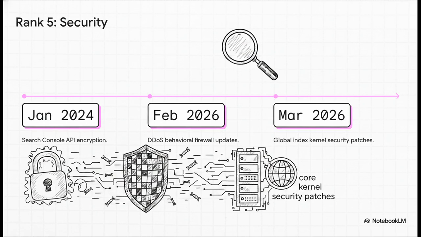And wrapping up the logs, rank 5 acts as this massive ongoing security audit. This proves the Shadow System has visibility deep into the lowest levels of the network. We're talking API console encryption patches, massive firewall updates meant to block behavioral DDoS attacks in 2026, and even the deployment of core kernel security patches on the main global index servers.